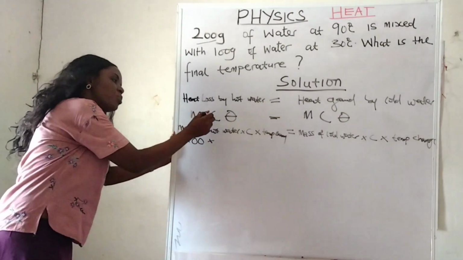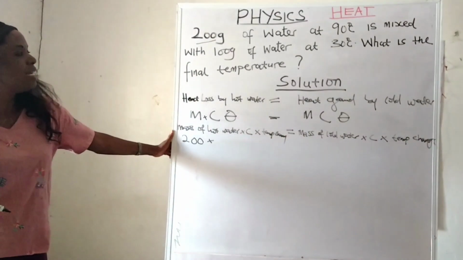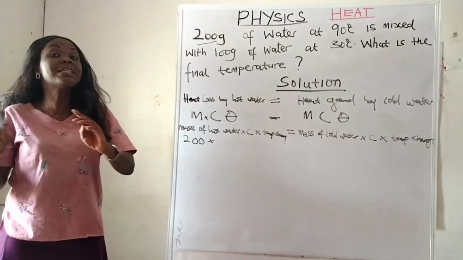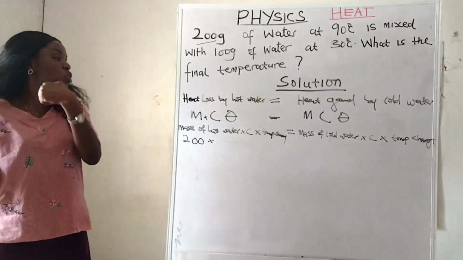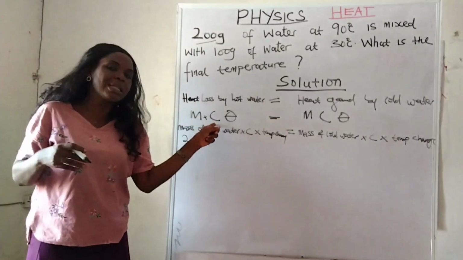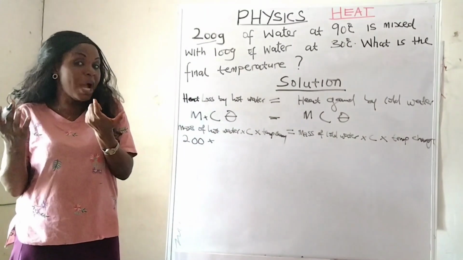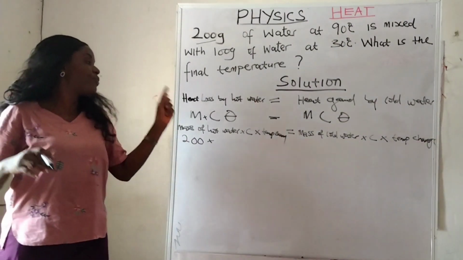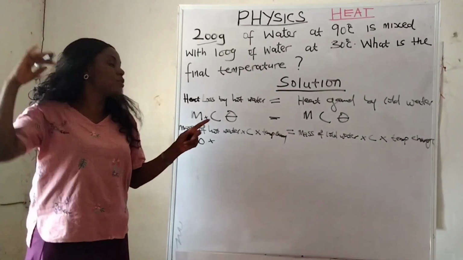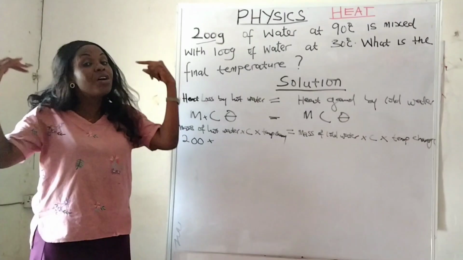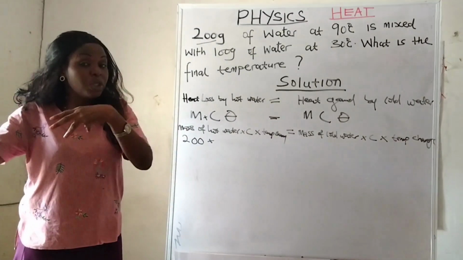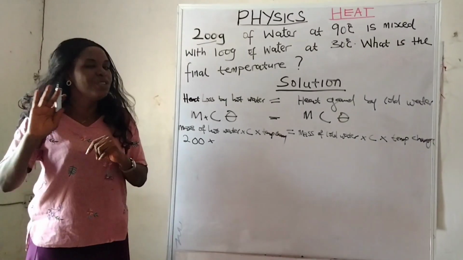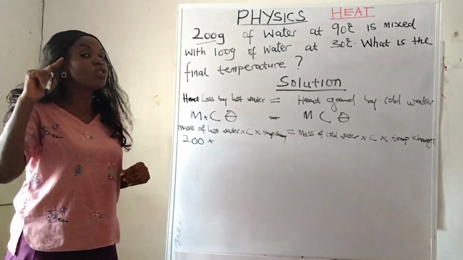Now I come to C, which stands for specific capacity of water. Do they give us? No. Let me just say this quickly. Sometimes they will give us problems that will require us to use specific capacity of water, but they may not give it. Why? They assume that you have it in your head. So as a student of physics, you need to have this value in your head, because sometimes they may not give it to you, but you still use it. So from now, know it and memorize it as 4200.